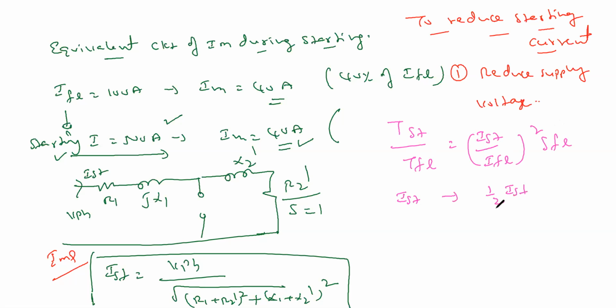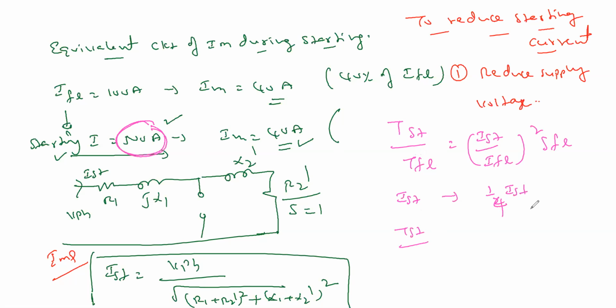I_ST has become, suppose previously this was 500 amps, and I reduced it so that it became 250 amps. Otherwise, reduce it 4 times, 1 by 4, so that it becomes 500 by 4, which is 125 amps. Okay, but what is happening to the torque? Please understand the torque here now.